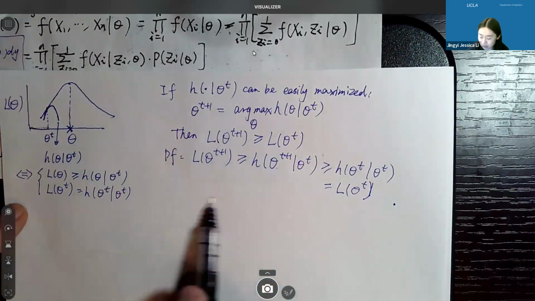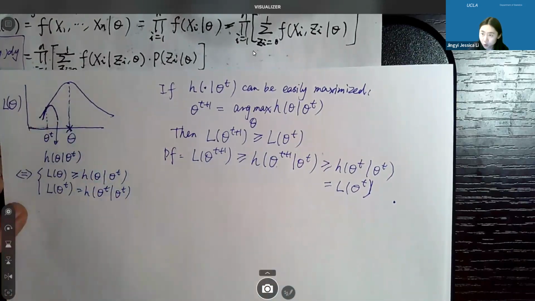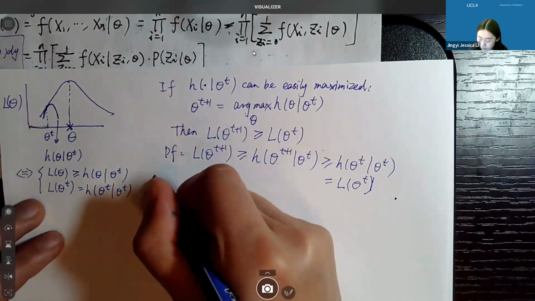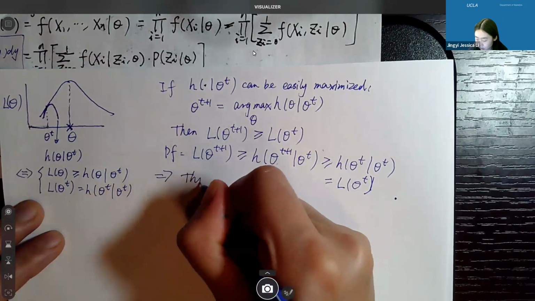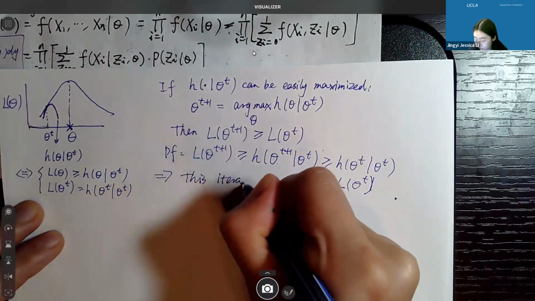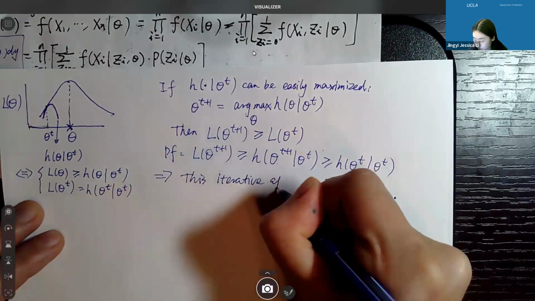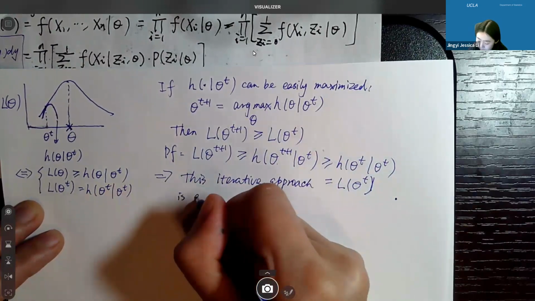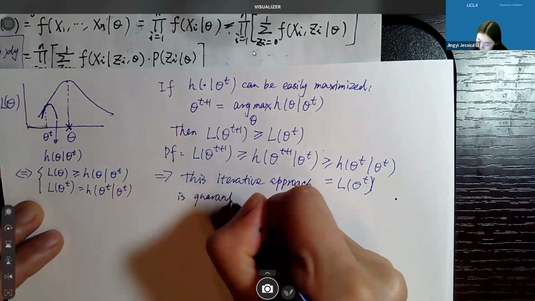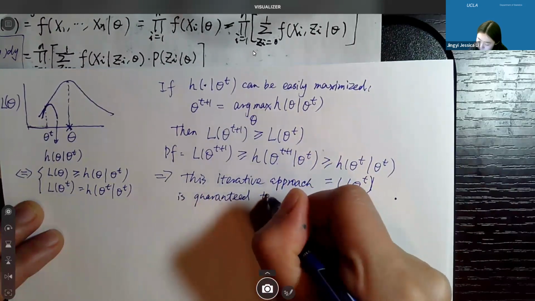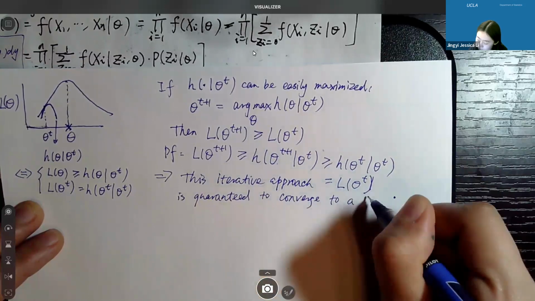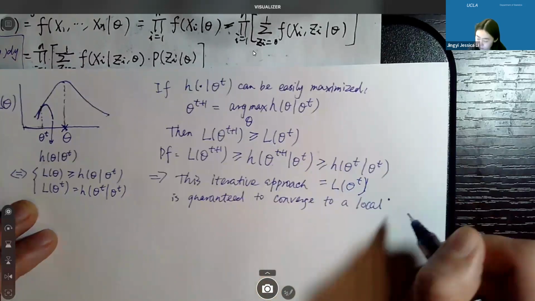So due to this climbing up nature, we can show that this iterative approach is guaranteed to converge to a local maximum.